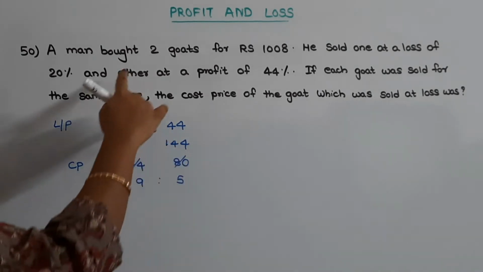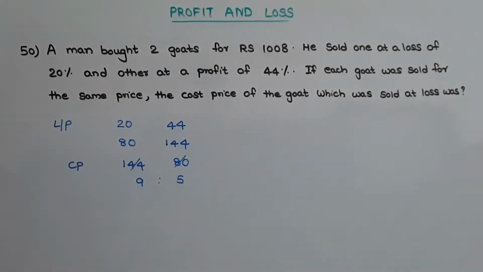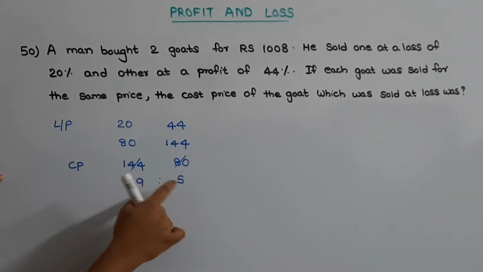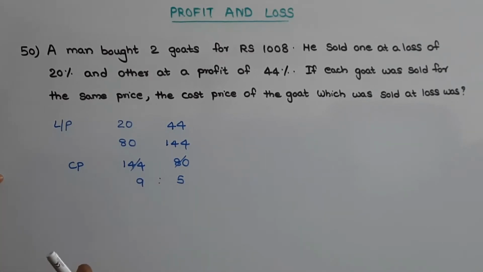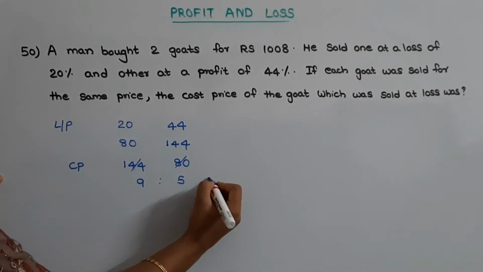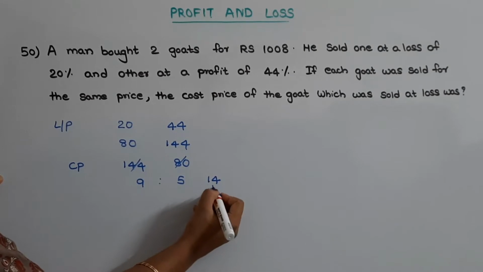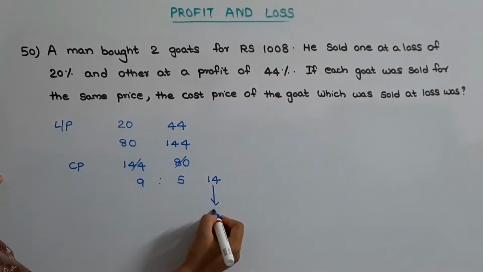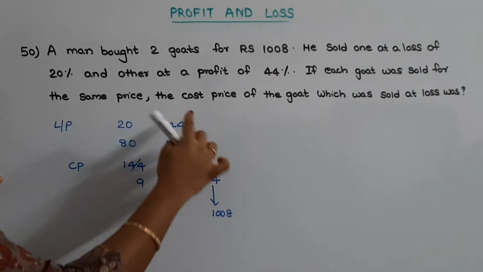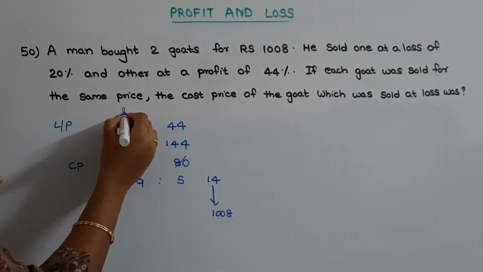Okay. The total cost price is given in the question as 1008. So we need to find out the sum of the ratios of the cost price. That is 9 plus 5, that is 14. Okay. So we can represent this 14 as 1008. We need to find out the cost price of the goat which was sold at loss.